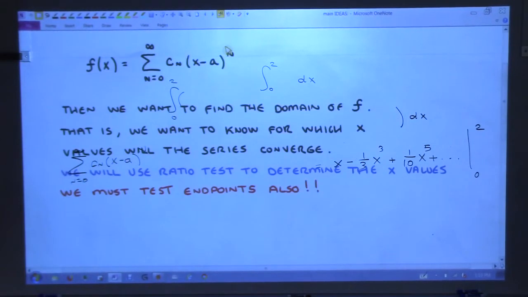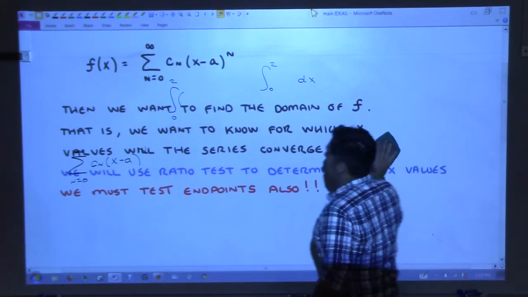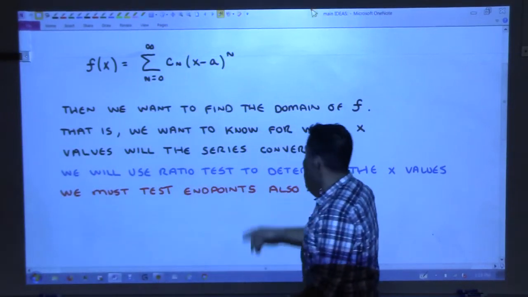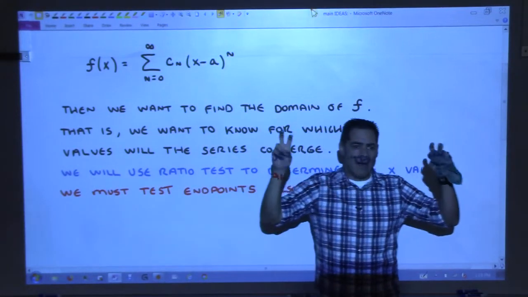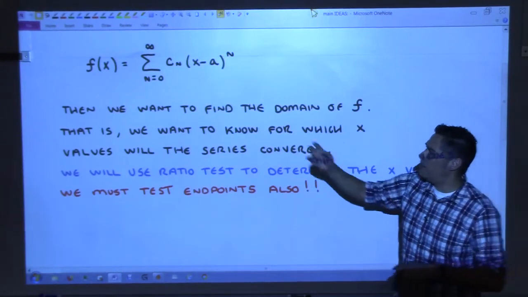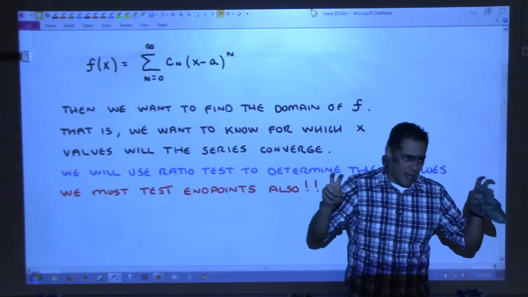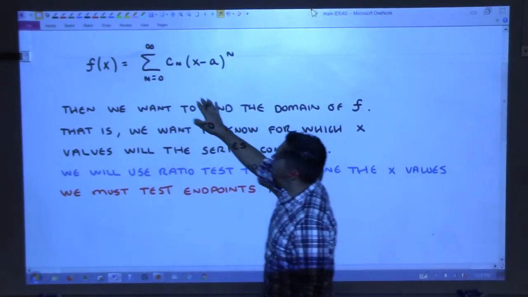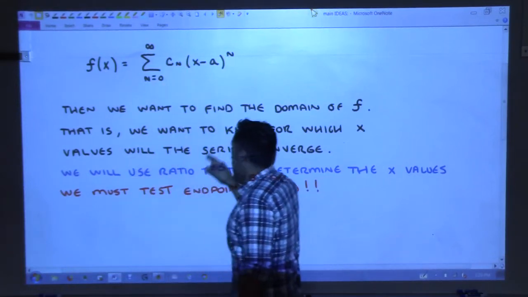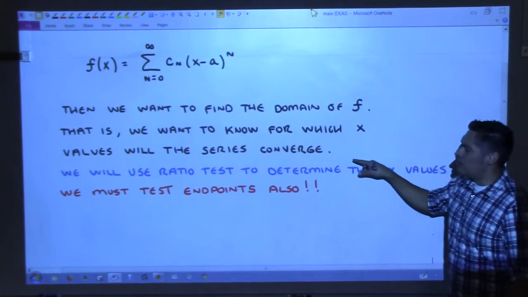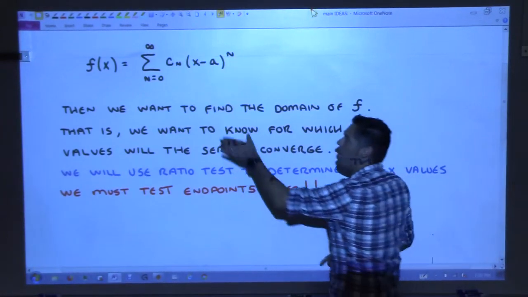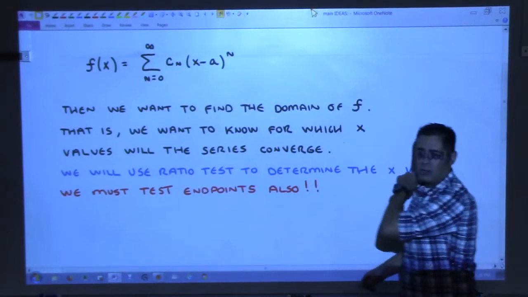All right, so we ended the class last time talking about power series, what a general power series looks like. Here's what it is. This is called a power series about A, or sometimes you'll hear this is a power series centered at A. Now, if we define this power series as a function, we want to know for which values of x the series will converge. To figure out where a power series converges, we will use the ratio test.